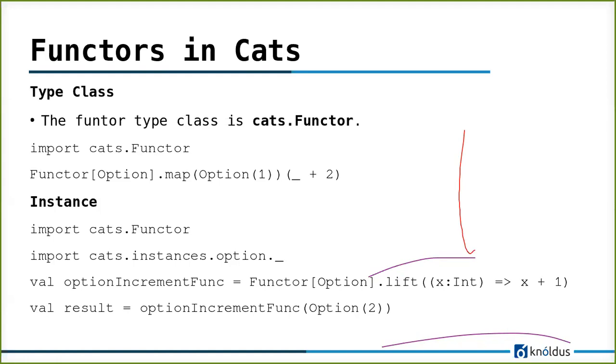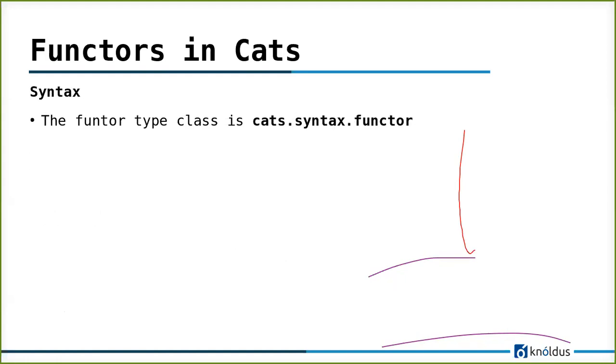So let's move on to the syntax. The syntax is pretty easy. The functor type class has its syntax in cats.syntax.functor, and I haven't included any example because the main use of the functor is with dot map, and we have already seen a few examples of map with functors.